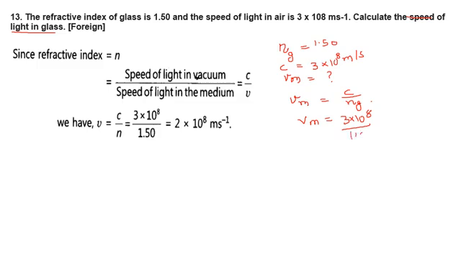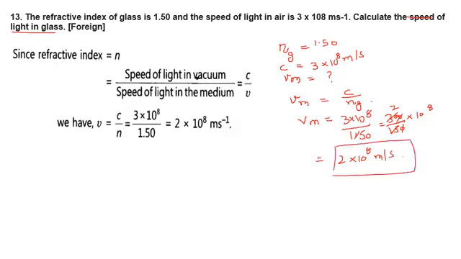That is 1.50. If I solve this, I'll be getting 300 divided by 150 into 10 to the power 8, so this will cut. 30 divided by 15 is 2. So we are getting 2 into 10 to the power 8 meters per second, which is the speed of light in glass.